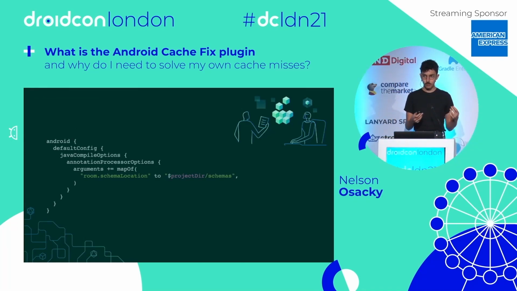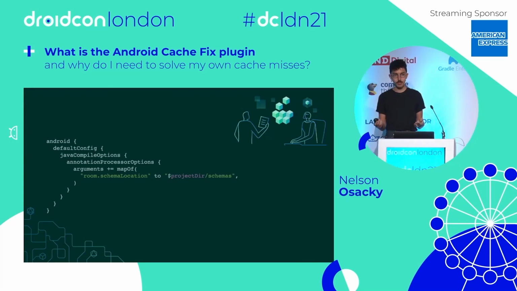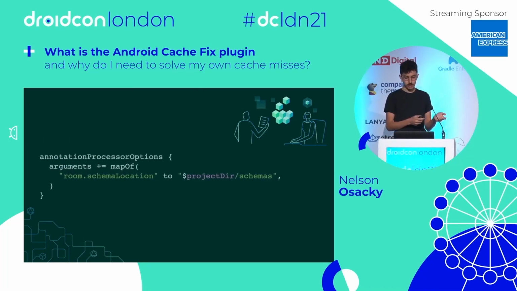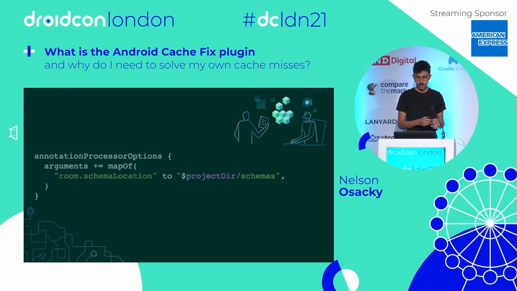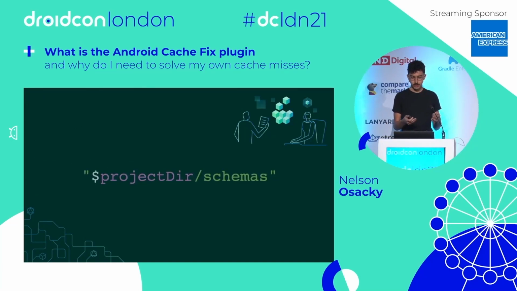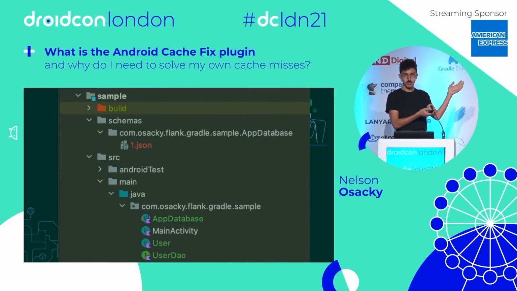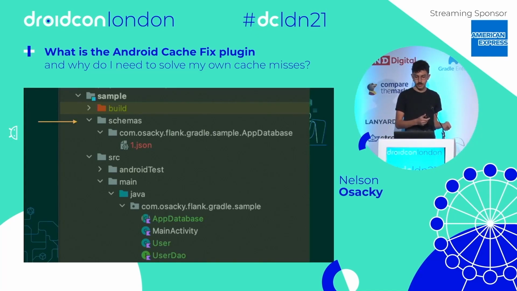So with the Room annotation processor, you can generate schemas in order to test the migrations of your databases. And if you want to have it generate schemas, you give it the schema directory. And this projectDir/schemas has a problem. So where is this, right? This is just in your project directory. There's just a /schemas folder, and it generates these 1.json files.